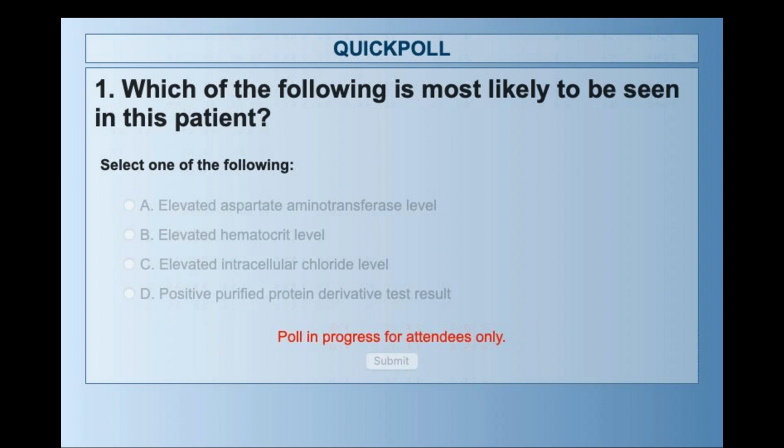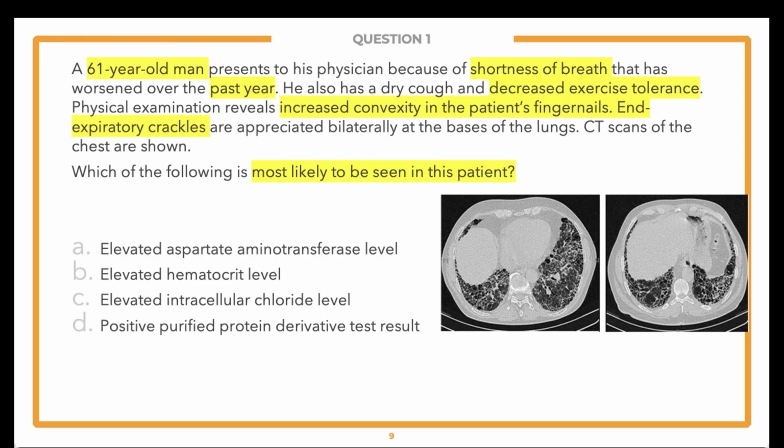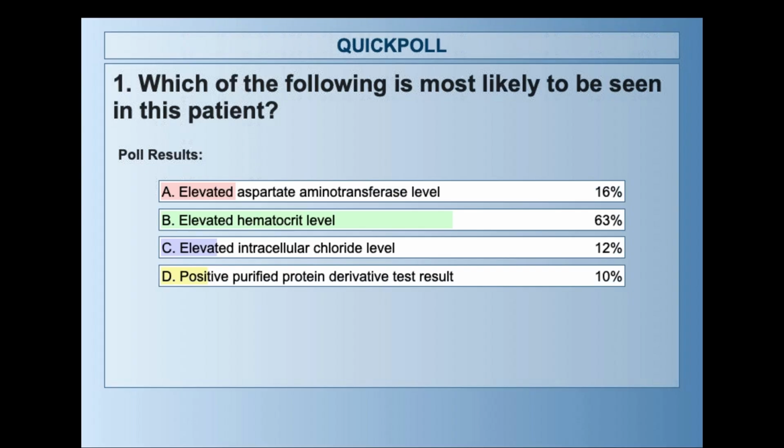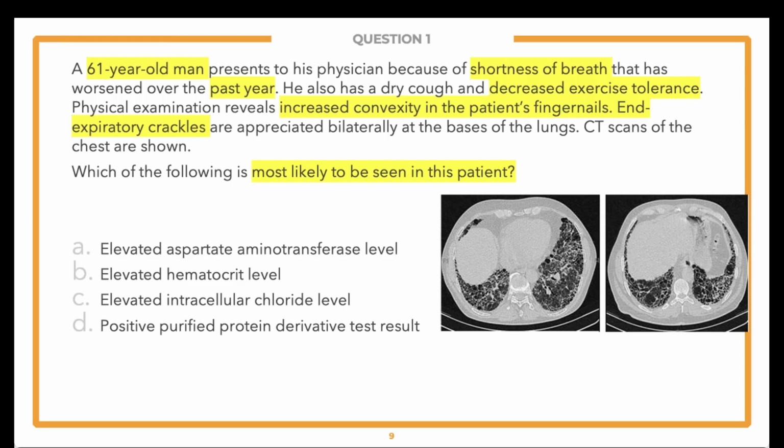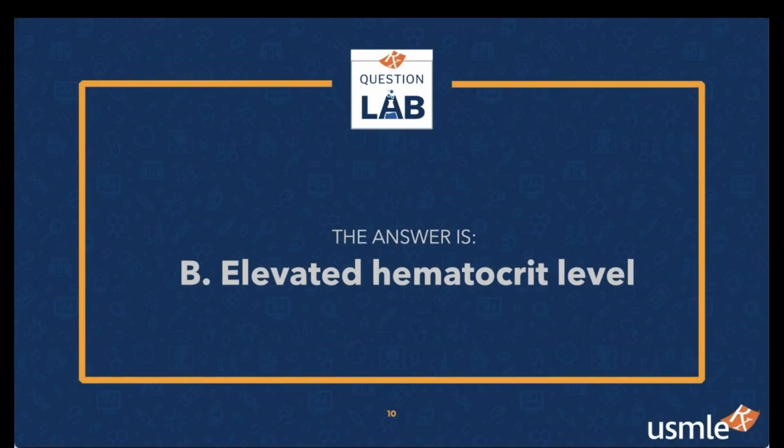Okay, closing the poll. And let's see what you guys were thinking. So interesting, we got a very heavy response here for answer choice B, elevated hematocrit level. And then really for the other three answer choices, they kind of almost split the vote there. So we've got a really strong consensus. So what we're going to do is hide the results and let's reveal the answer. And the answer is indeed answer choice B, elevated hematocrit level.